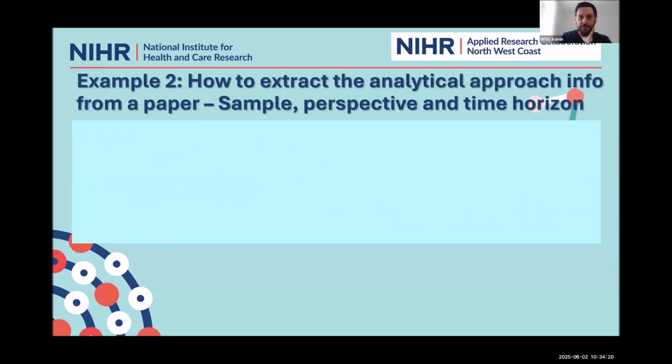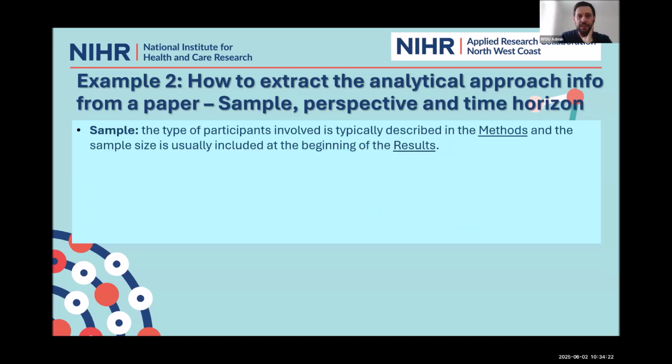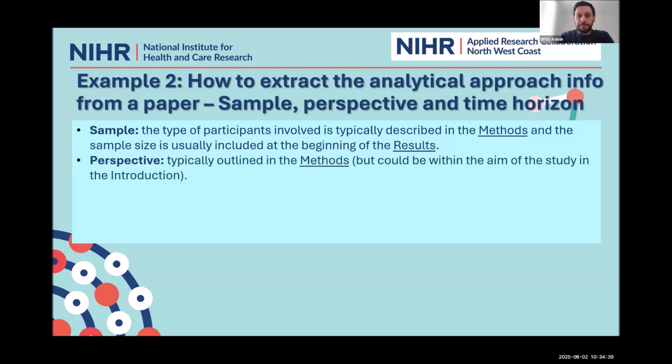How do we find all this information in a paper? So the sample, for example, you will find the type of participants involved in the method section of a paper, and the sample size should be at the beginning of the results, actually. So it should be one of the first pieces of information that the authors provide as part of the results section. Perspective and time horizon will be included in the method, okay?